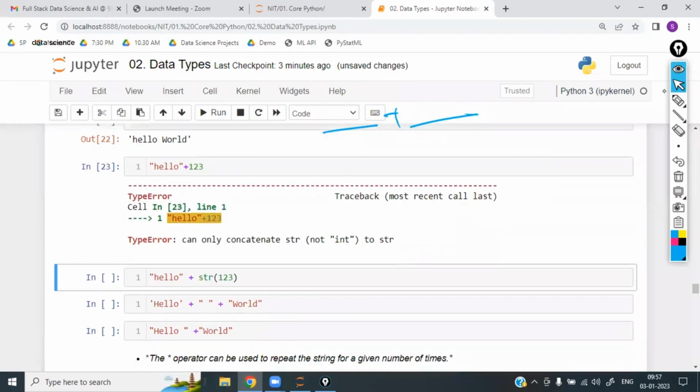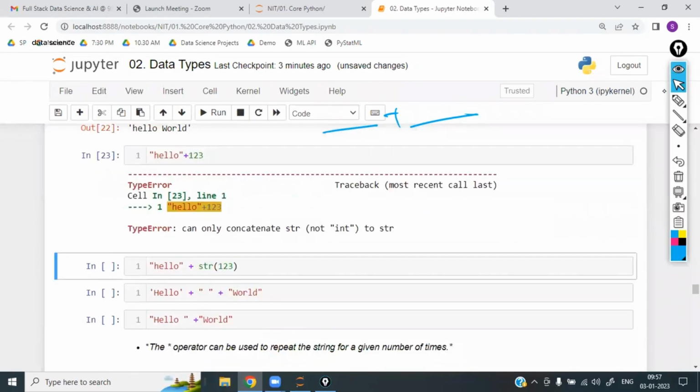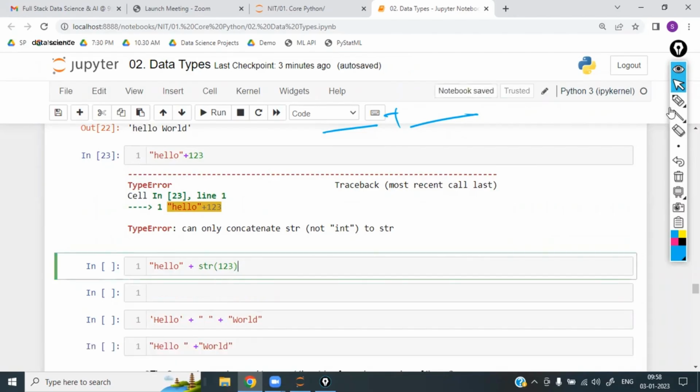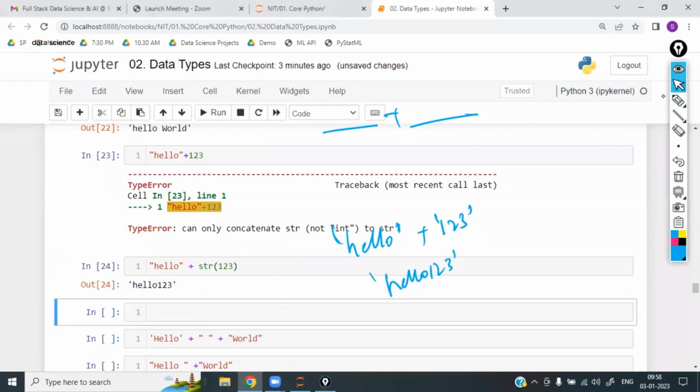Okay. So if I want "hello 1, 2, 3", what do I have to do? First, you have to convert this one to a string. How to convert it to a string? str of 1, 2, 3. Now hello is a string and str of 1, 2, 3 is also a string. So now both of them are strings, and you are going to get hello 1, 2, 3. This is the output. Is that clear?